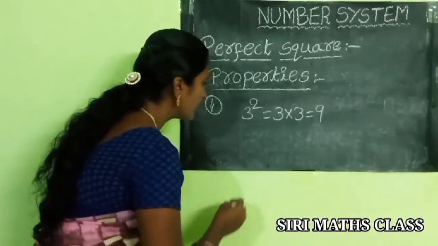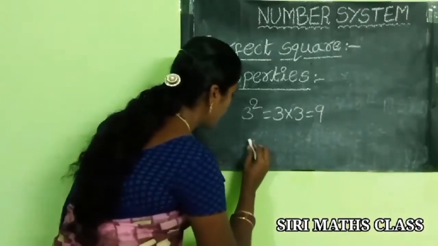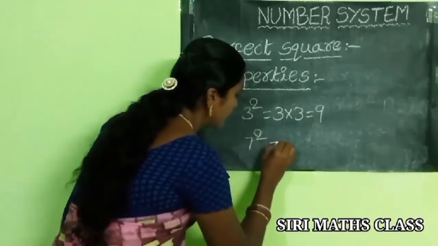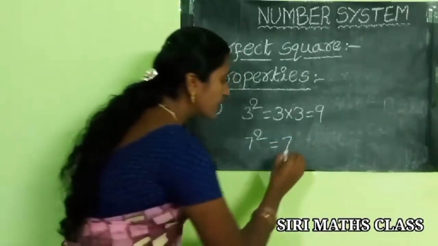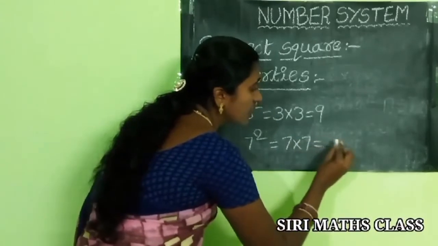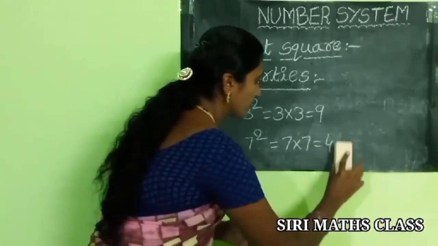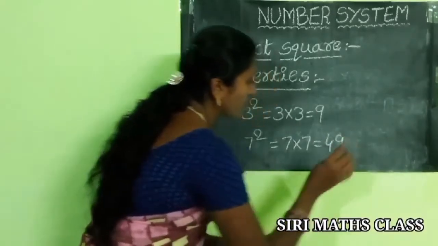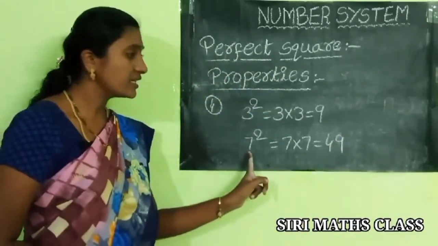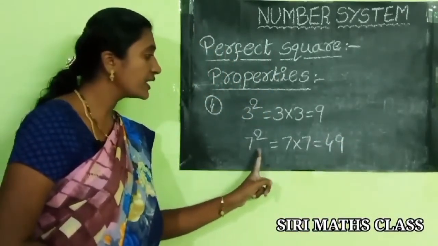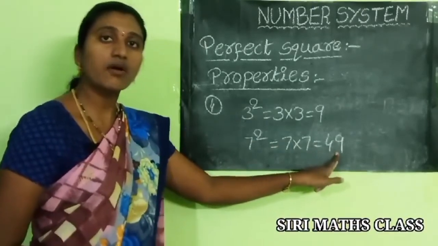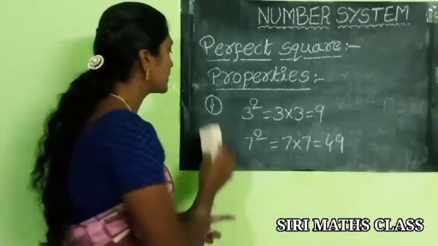Okay, one more example I can take. 7 square. 7 square is nothing but 7 into 7. 7 7s are 49. Okay, see here, 7 is an odd number. The square of an odd number, we get the answer also odd. Okay, we go to the next condition.